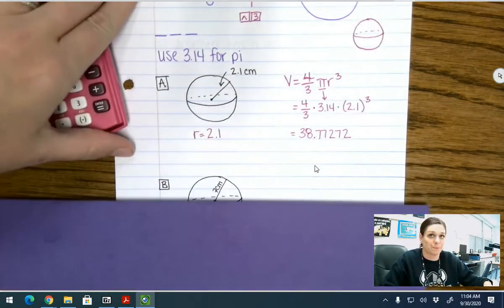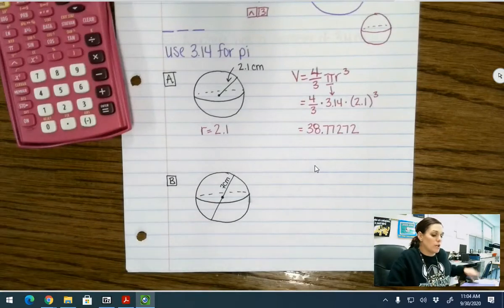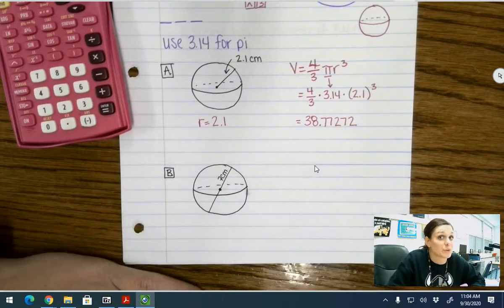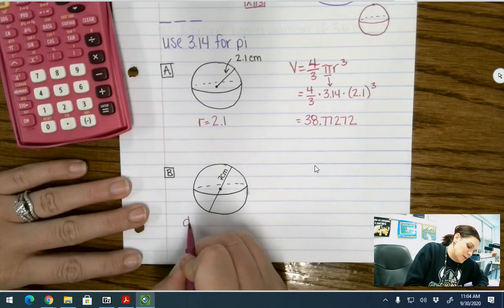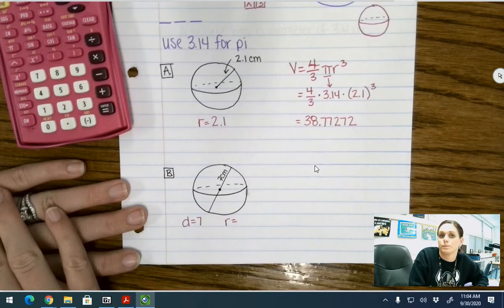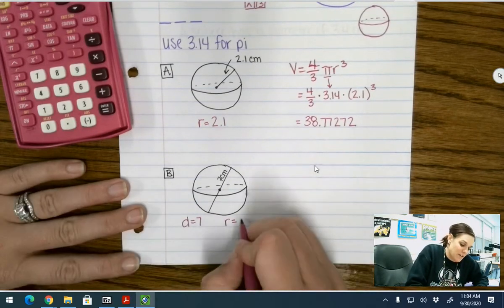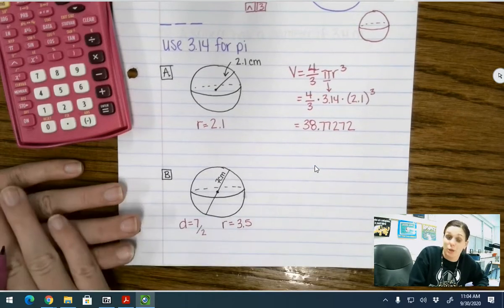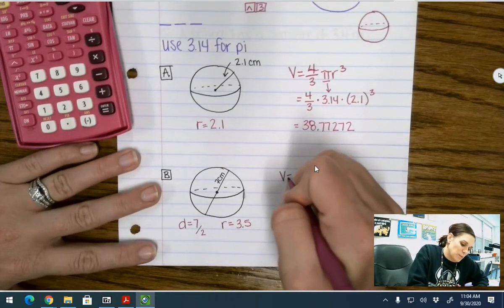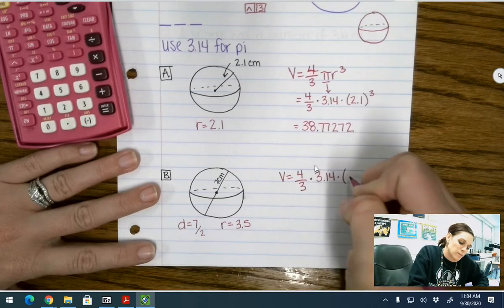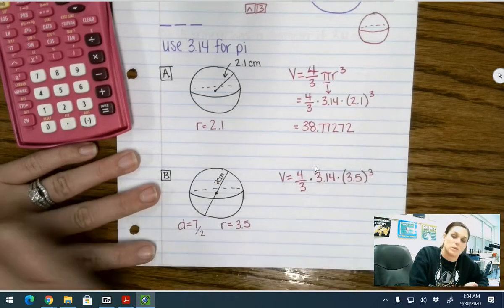So let's visit this next one. Again, we have our circle. This time the line is going all the way through. Is that a radius or a diameter? This is a diameter. So if my diameter is 7, what does my radius have to be then? Good, I divided it in half and I got 3.5. So we're going to use the 3.5 in our problem. Volume equals 4/3 times 3.14 times 3.5 cubed.